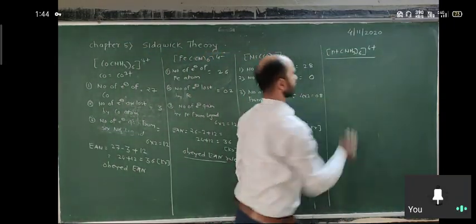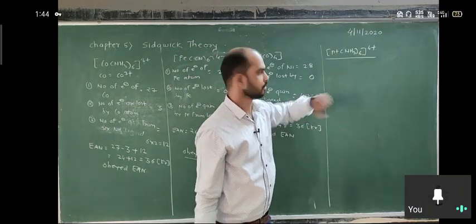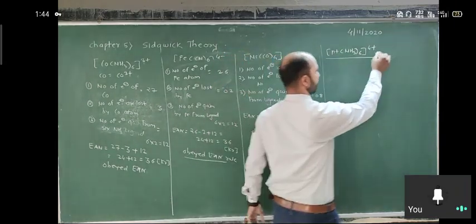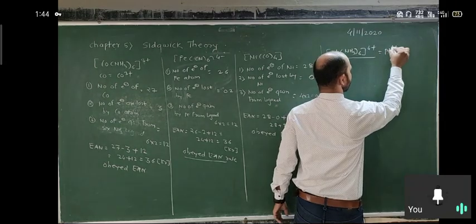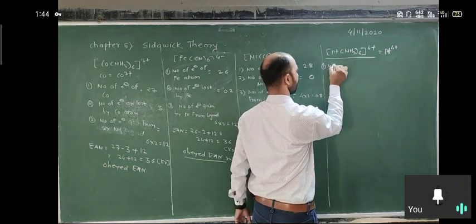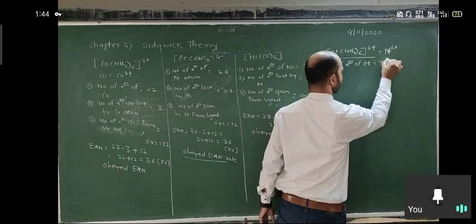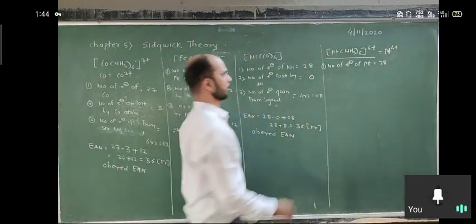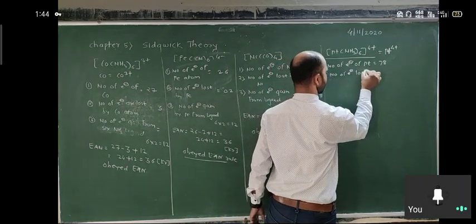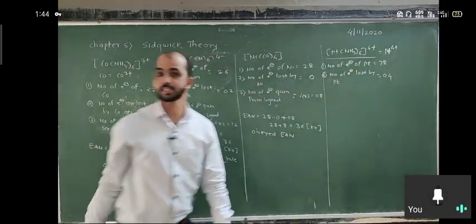In the given complex, platinum is present in +4 oxidation state. Because NH3 is neutral, the charge of the complex is equal to the oxidation state of the metal. So here platinum is +4. The first point is number of electrons of platinum. Atomic number is 78. Okay, the second point is number of electrons lost by platinum. How many? 4 electrons are lost because the oxidation state is 4.